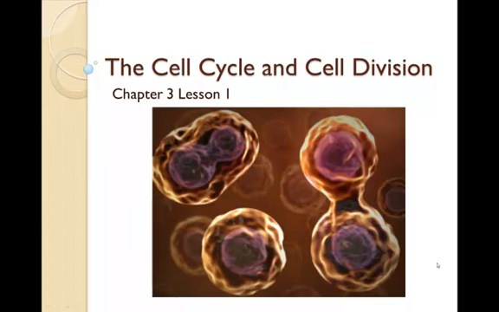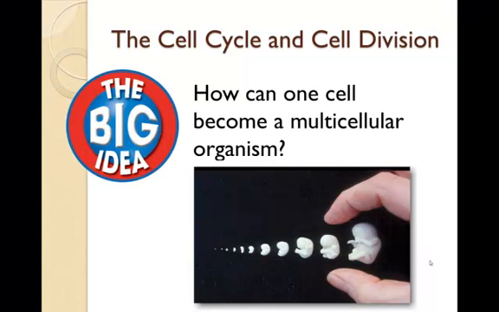Okay, we're starting chapter 3, and our first lesson, part 1, the cell cycle and cell division. Part 1 is basically dealing with the cell cycle. Part 2 is going to deal with cell division. Now here's the big idea. How can one cell become a multicellular organism?